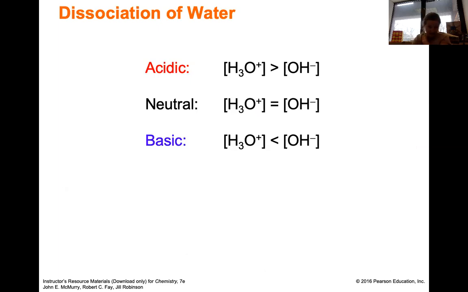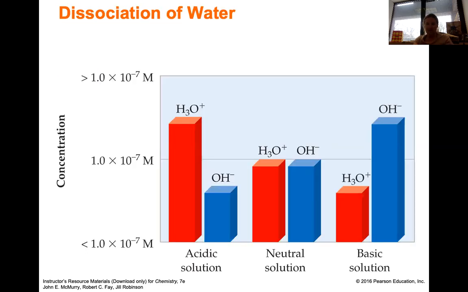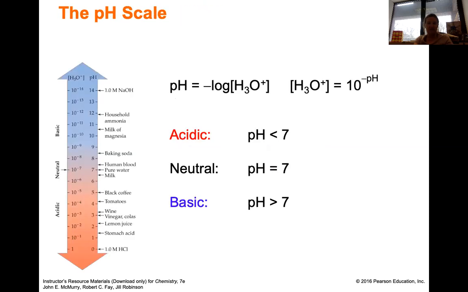So an acidic solution by definition is one where the hydronium ion is greater than OH minus, neutral is when they're equal, and basic by our definition is when H3O plus is less than OH minus. So these are usually small negative numbers that you're dealing with. And so the pH scale just makes it easier to tell someone what's in the solution with numbers that are easier to deal with.